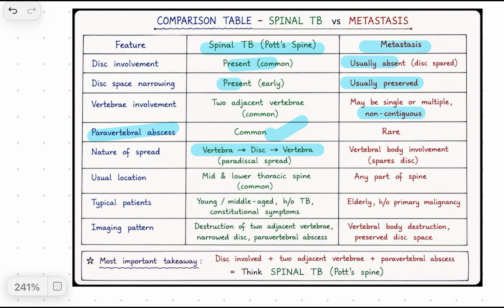So you can also remember these points, usual location and typical patients. But the thing we need here is imaging pattern. In spinal TB, we get destruction of two adjacent vertebrae, narrow disc and paravertebral abscess. Whereas in metastasis, you may see vertebral body destruction and preserved disc space.